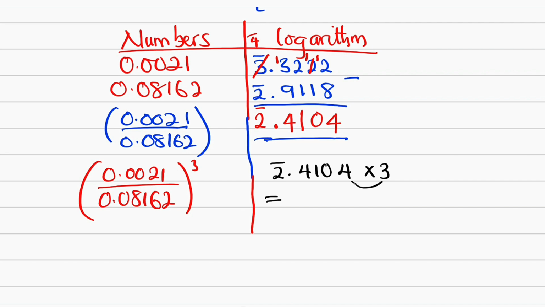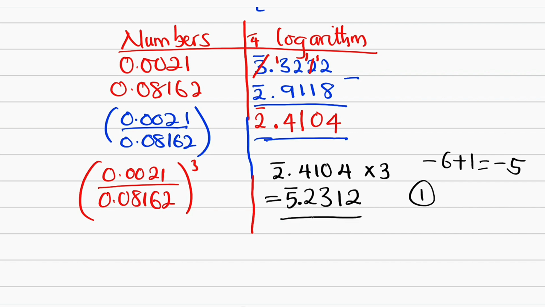So we say 3 multiplied by 4 is equal to 12. We write 2, we have 1 left. 3 multiplied by 0 is 0, plus this 1 is equal to 1. We have 1 here. Then 3 multiplied by 1 is equal to 3. And 3 multiplied by 4 is 12. We write 2, we have 1 left. 3 multiplied by negative 2 is negative 6, plus this 1 will make it negative 5. But we are going to write bar 5.